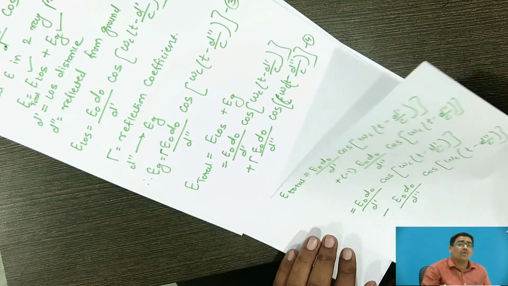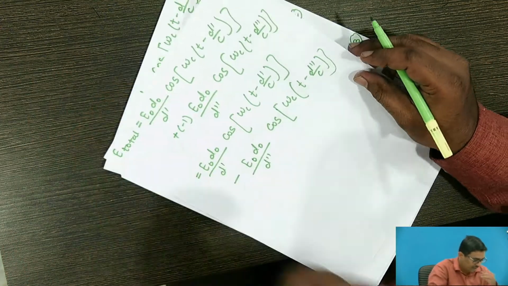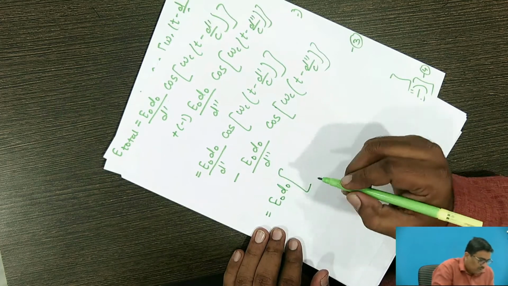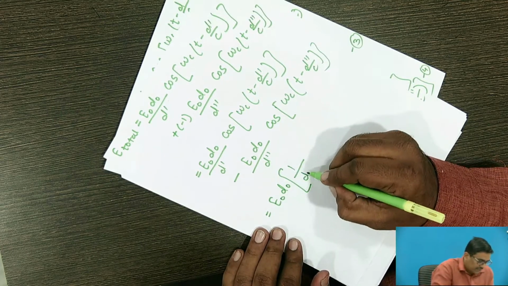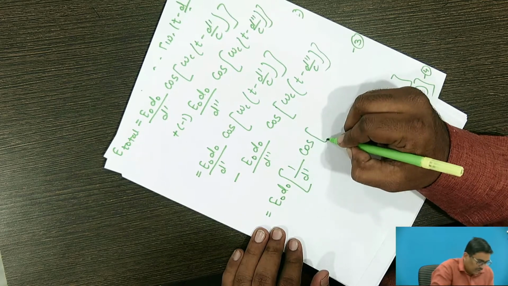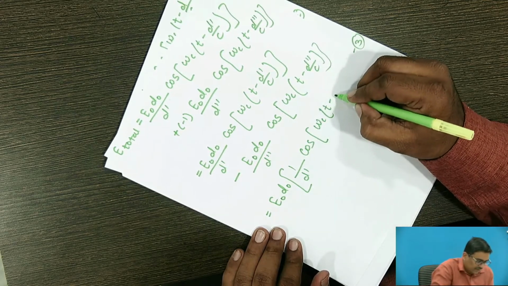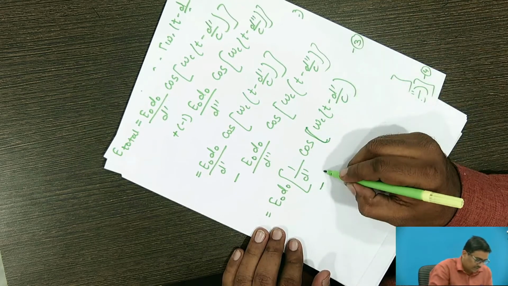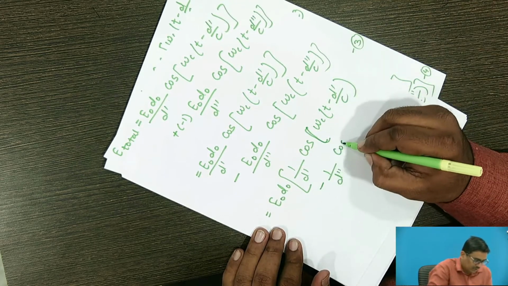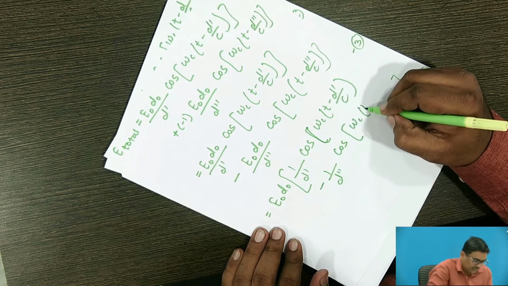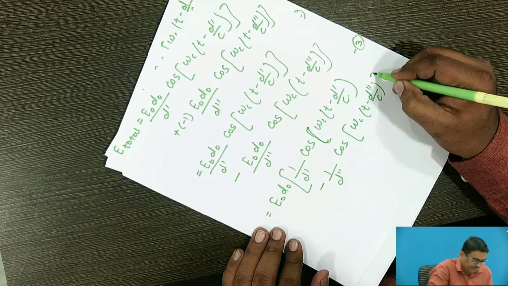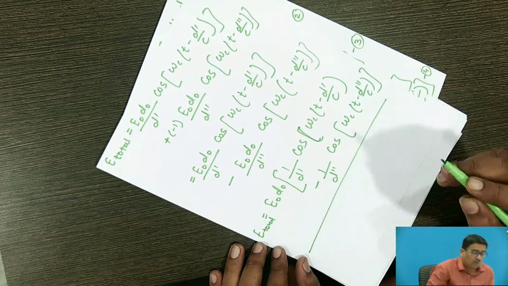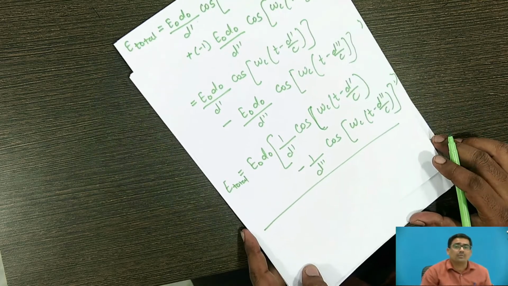Now again we want to simplify this equation. E0 d0 we will take common, so 1 upon d' cos of (omega_c t minus d'/c) minus 1 upon d'' cos of (omega_c t minus d''/c). So this is E total. Now this is the final derivation of E total.